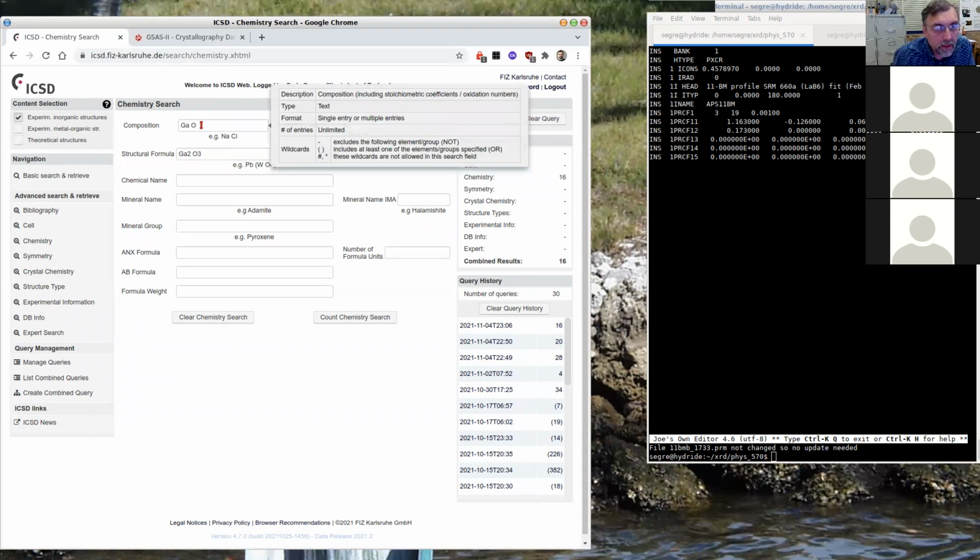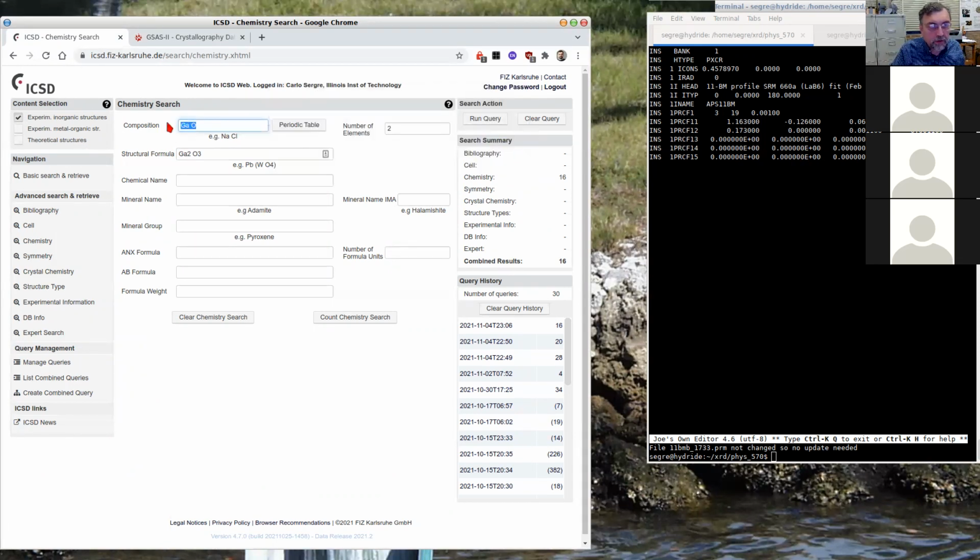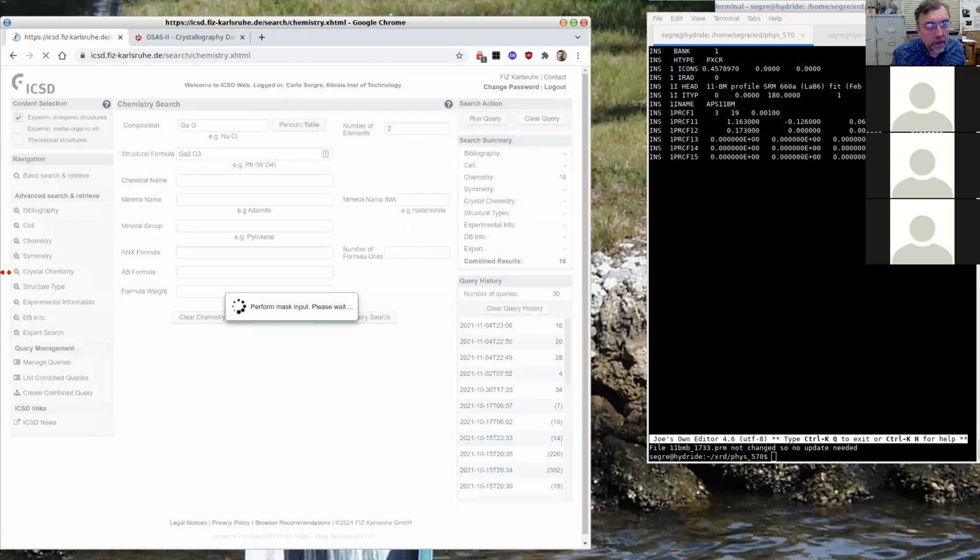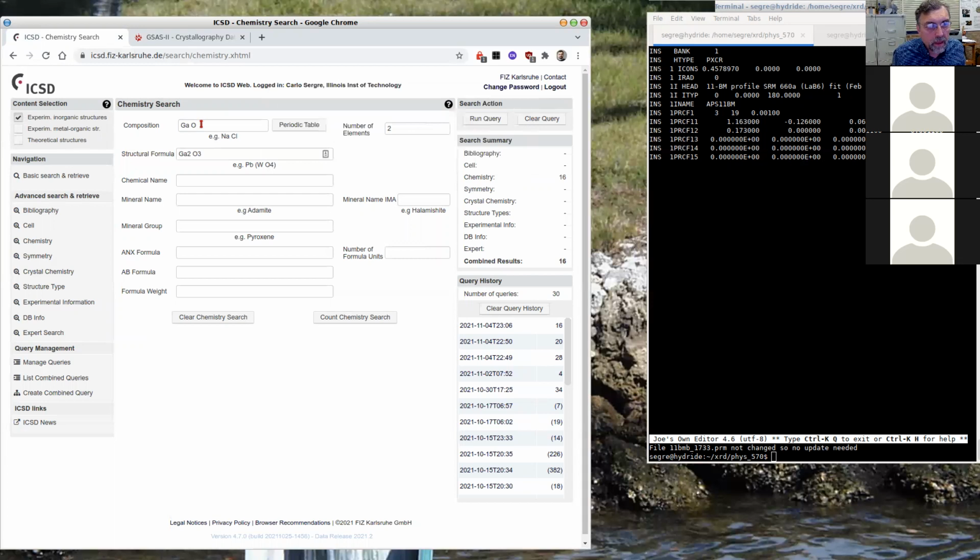So let me just go through a chemistry search. This is where we're doing a chemistry search like this. And I'm going to do it for the magnesium chromate, Mg Cr O.